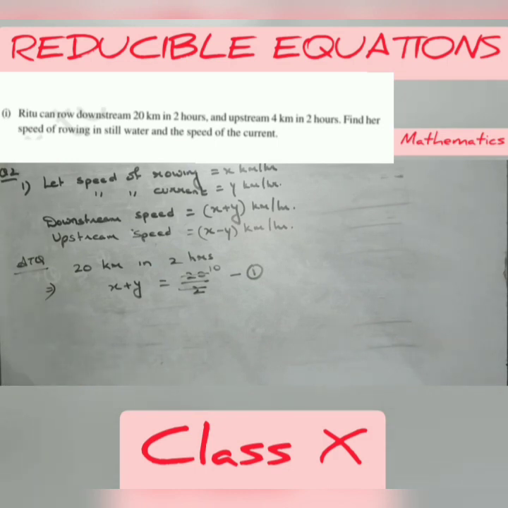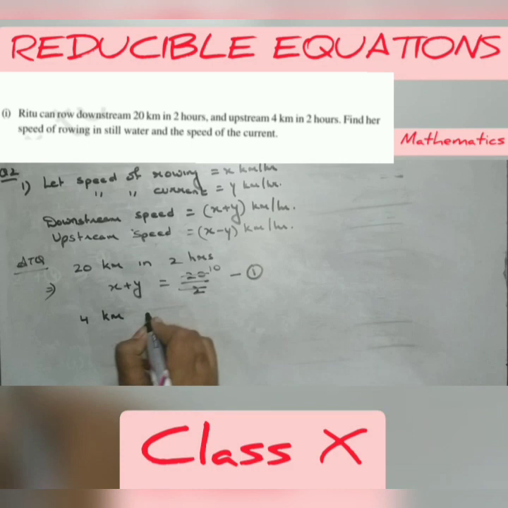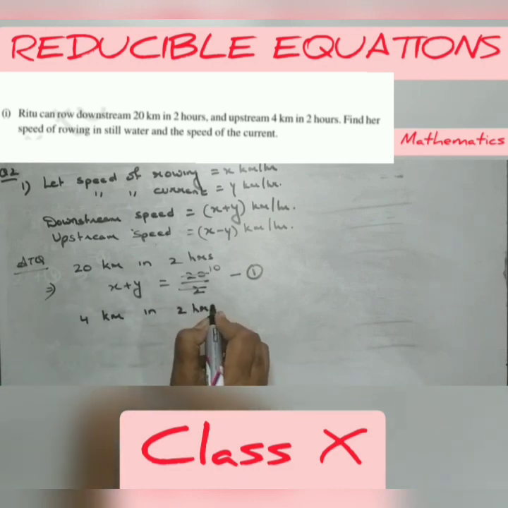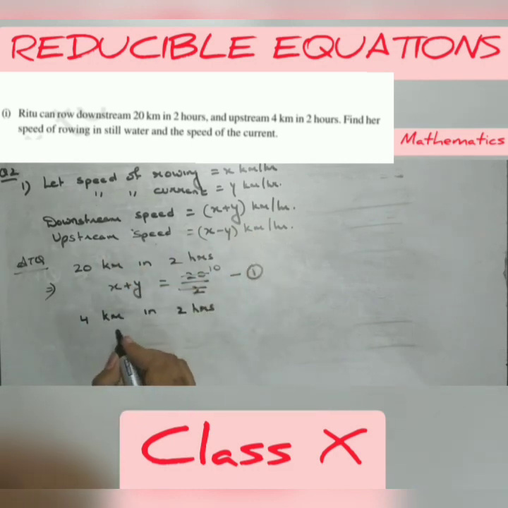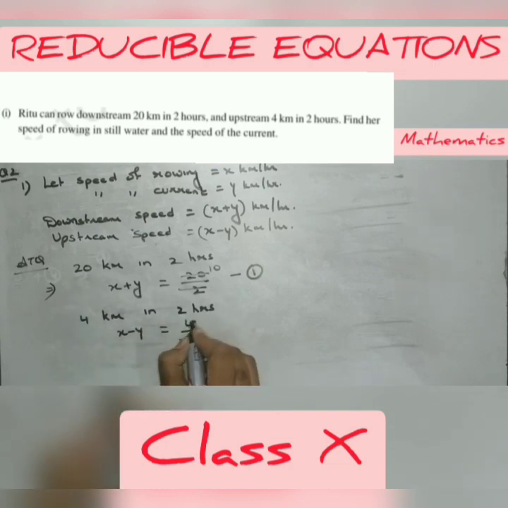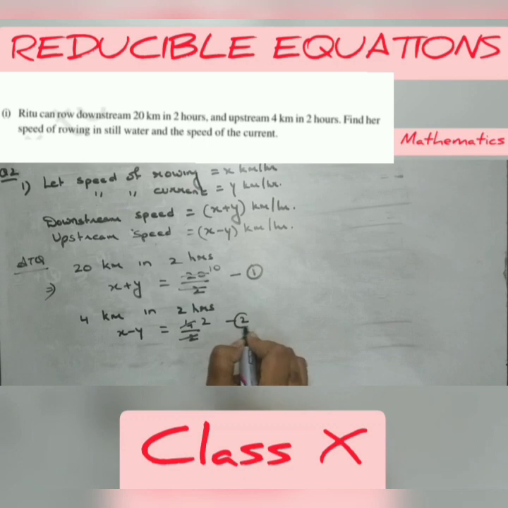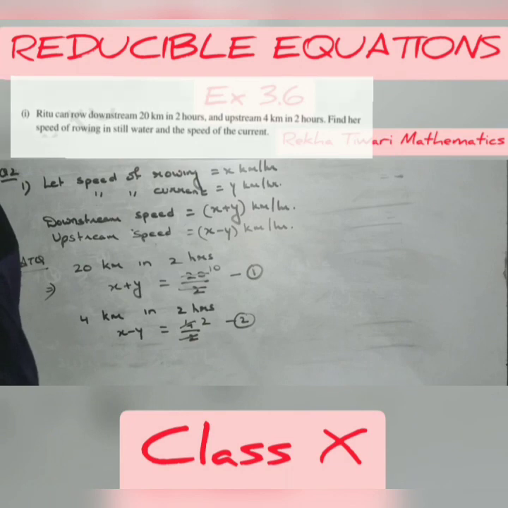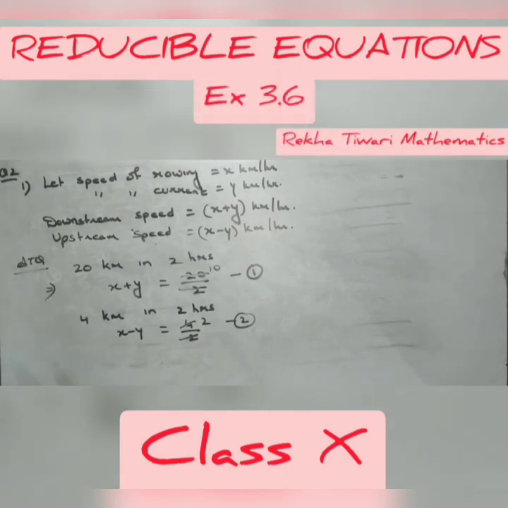Similarly, and upstream 4 km in 2 hours. 4 km in 2 hours. Upstream speed is x minus y. Distance 4 upon time 2. So this is 2. Solve these two equations to get the value of x and y. You can directly eliminate, or you can directly add or subtract to get the value of x and y. Move to second question.